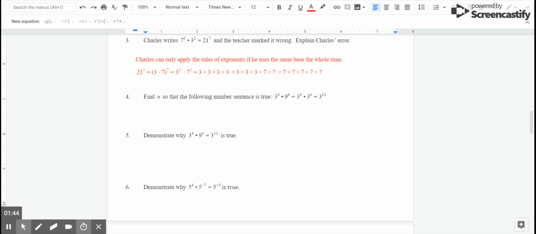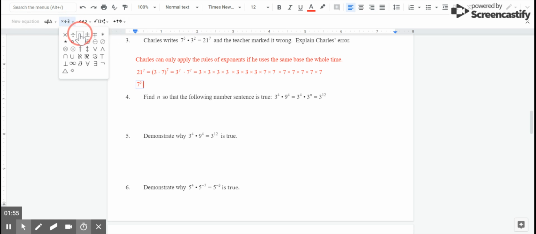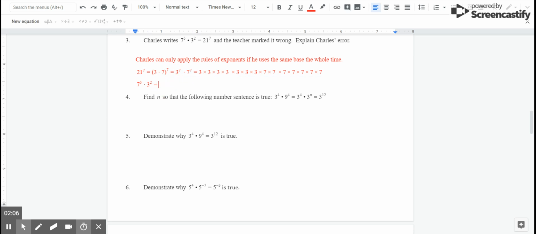The left-hand side of this equation originally said 7 to the 5th power times 3 squared. So if we were to map out what this looks like, first of all, we can tell just by looking at these powers compared to what I just wrote that these do not mean the same thing. So 7 to the 5th power times 3 squared gives us 7 times itself 5 times, times 3 times itself 2 times.